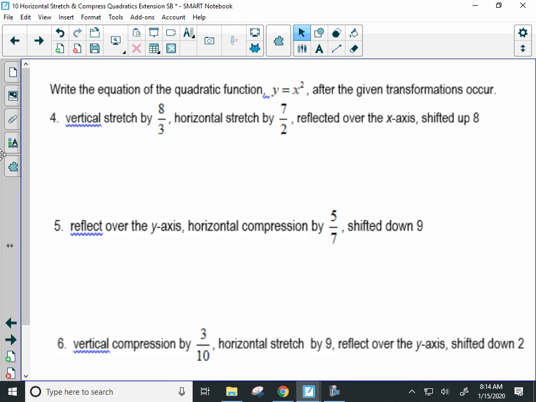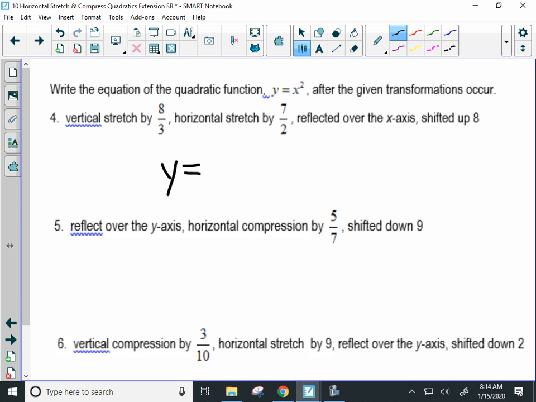What we are going to do is we are going to be given transformations, and you have to write the equation of the transformed quadratic. So let's see. We have a vertical stretch by 8/3, a horizontal stretch by 7/2, reflect over the x-axis, shift up 8. Now you need to know what order these transformations happen in. So read the whole statement before you write the equation.